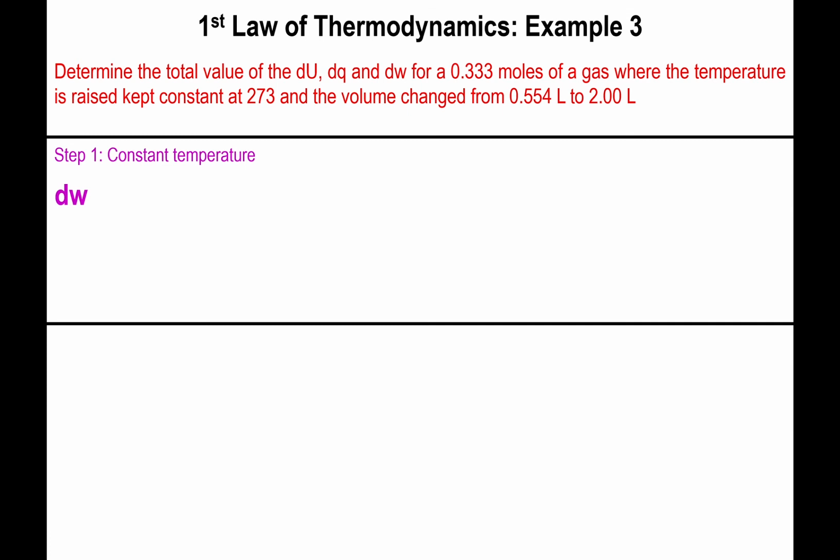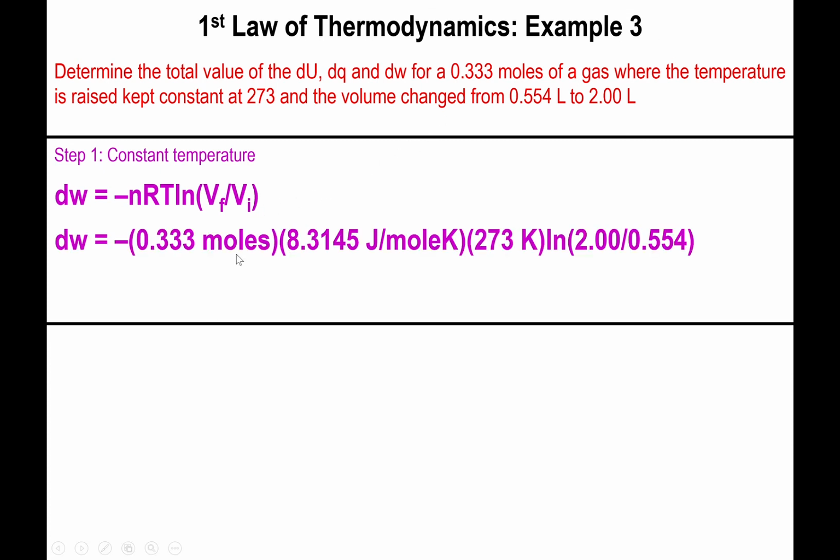Okay, so we're going to start with the work. And we know that this is equal to negative nRT ln of V final over V initial. Okay, so we know that number of moles is 0.333 moles. The gas constant is 8.3145 joules per mole Kelvin. The temperature is 273 Kelvin. And the final volume is 2 liters. The initial volume is 0.554 liters.